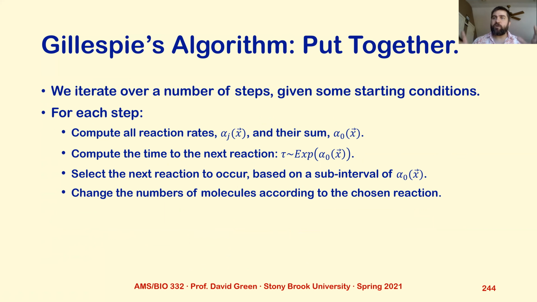Okay, so we've now discussed how we can calculate a time to reaction, how we can choose a specific reaction, how do we put it all together into Gillespie's algorithm? Well, we iterate over a certain number of steps, given some starting conditions, and at each step, what do we do? We compute each reaction rate and add them up. We compute the time to the next reaction, drawing from an exponential distribution using this combined rate. We select the next reaction to occur based on a subinterval of that combined rate, and then we change the numbers of molecules based on which reaction we chose and go on to the next step and repeat.